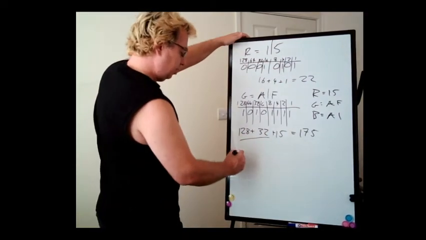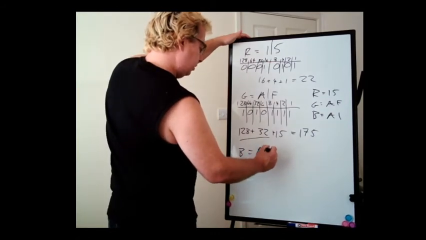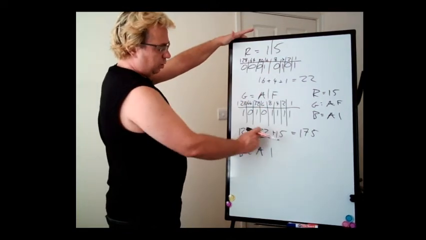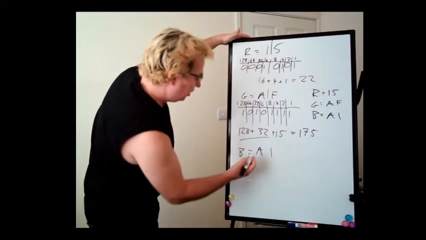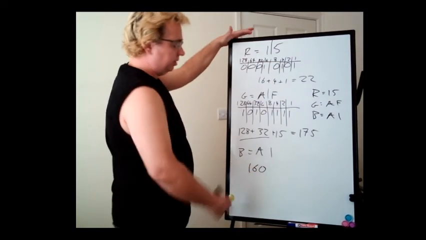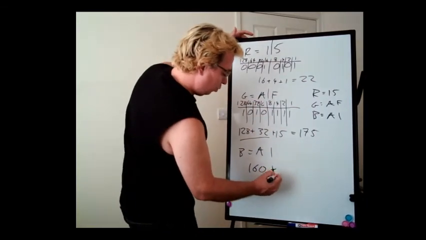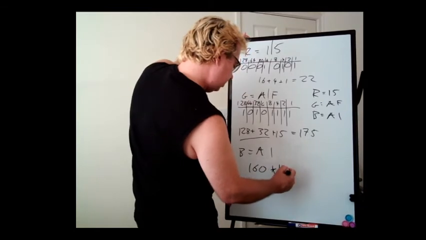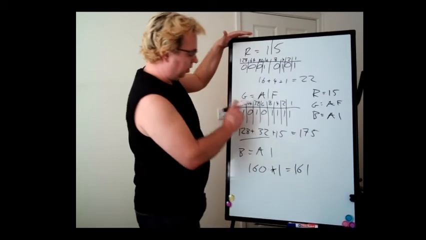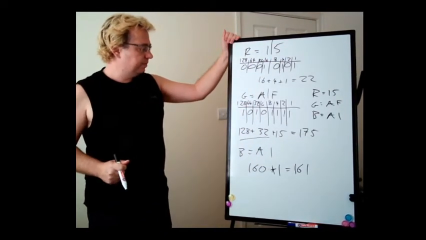Right, so blue is A1. Now, I'm going to simplify this for myself. I know what A is, I've just done it. It's 128 plus 32, so it's 160. So I can just put that there. I know that the denary for 1 is going to be 1. So I've got 161. So quite a lot of blue. So we've got this turquoisey colour with a little bit of red.